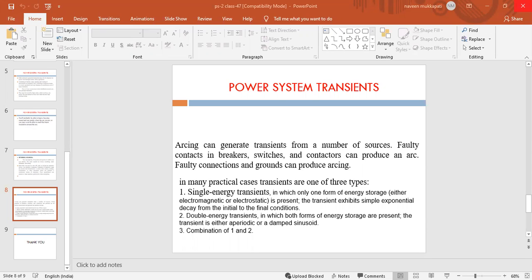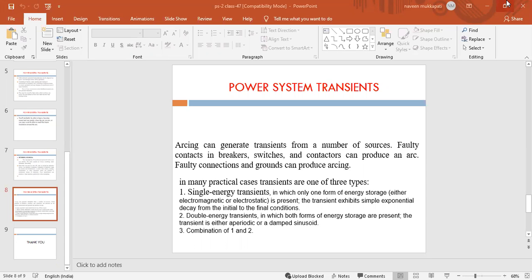These transients are developed only in RL circuits and also RC circuits. Okay, for this type of transient to develop, these transients are produced due to one form of storage energy. Only these transients are developed in the RL and RC circuits. This type of single energy transient is produced in RL and RC circuits only. In an RL circuit or an RC circuit, these single energy transients develop.